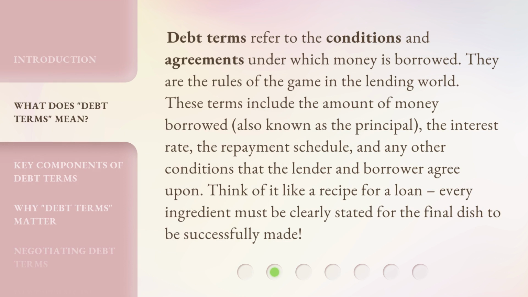Debt terms refer to the conditions and agreements under which money is borrowed. They are the rules of the game in the lending world. These terms include the amount of money borrowed, also known as the principal, the interest rate, the repayment schedule, and any other conditions that the lender and borrower agree upon. Think of it like a recipe for a loan. Every ingredient must be clearly stated for the final dish to be successfully made.